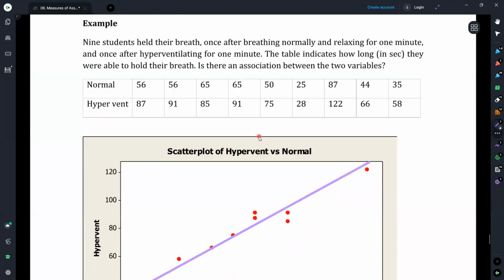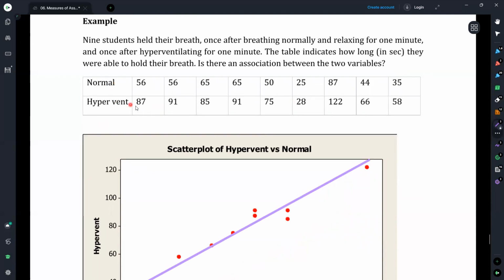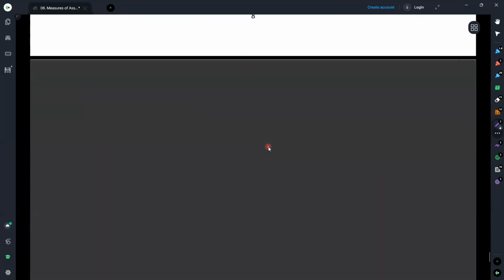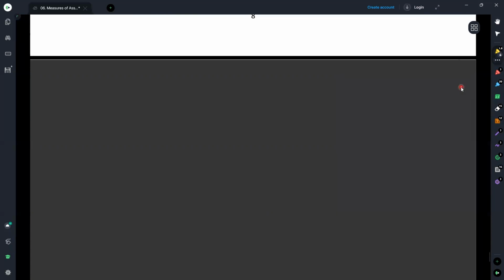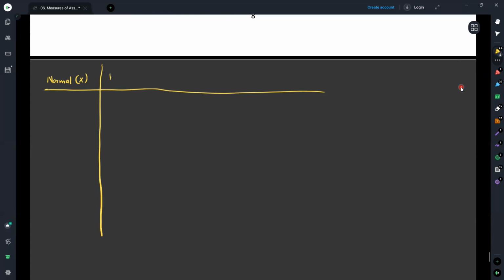For ease of calculation, I will write these values in a vertical manner. Here the variables are shown row-wise, but I will write them column-wise. Under this, we have the normal condition, which I am taking as my x variable, and the hyperventilated condition, which I am taking as my y variable.